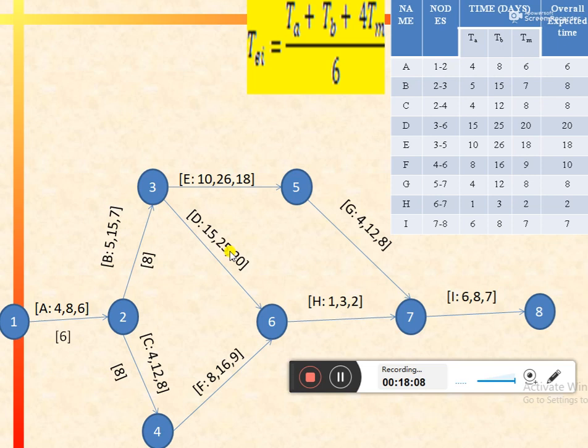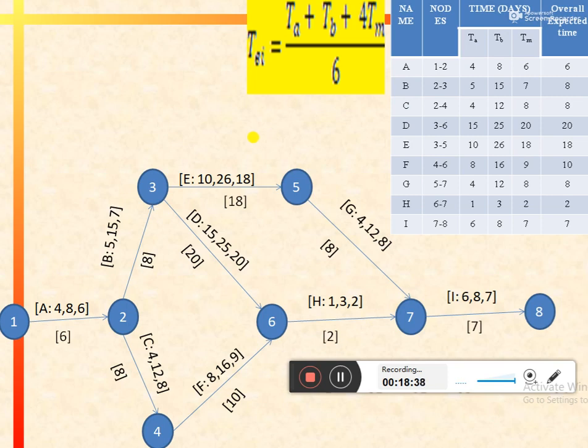For activity D, by applying this formula, the value would be equal to 20. For activity E, it would be 18. For activity F, it is 10. For activity G, it is 8. For activity H, it is 2. And for activity I, it would be equal to 7. So by using this formula, we can calculate the single expected time for each activity.